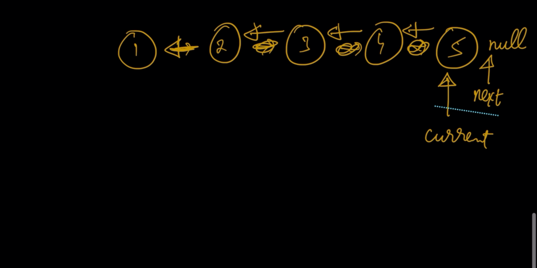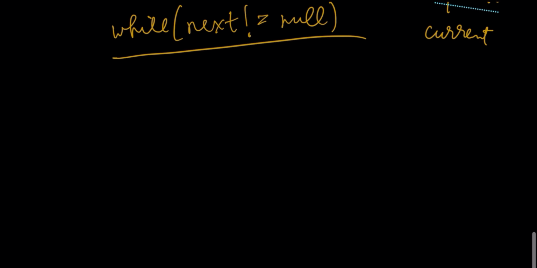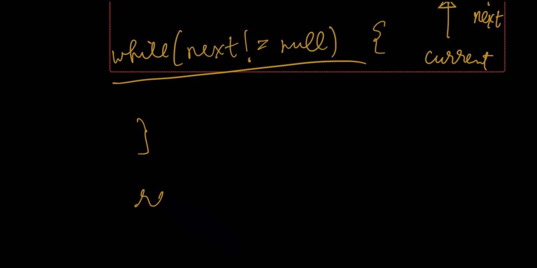So we only keep on going. We're going to have a while loop to iterate over the linked list, with the condition while next is not equal to null. Once our next node is null, we stop processing, and once we are done with the while loop, we can return the current node.